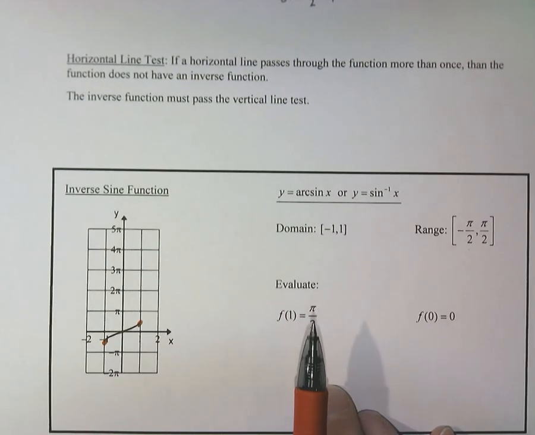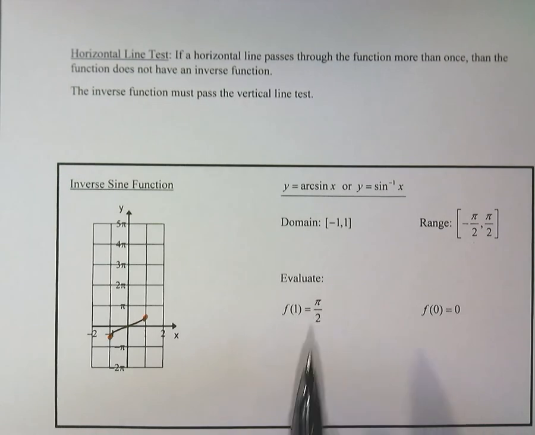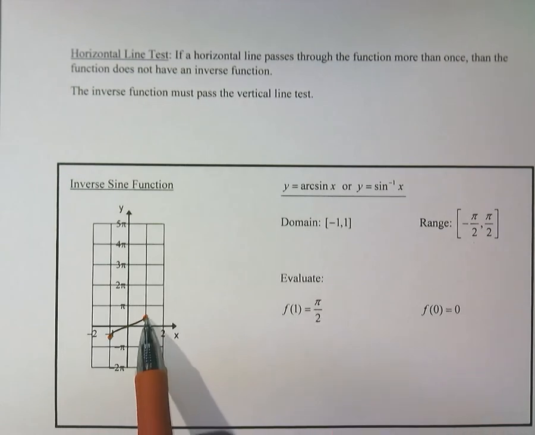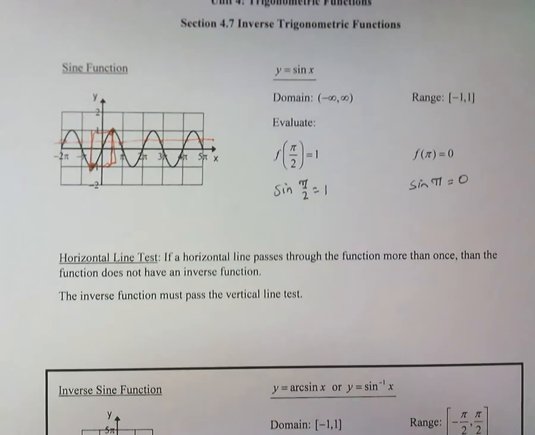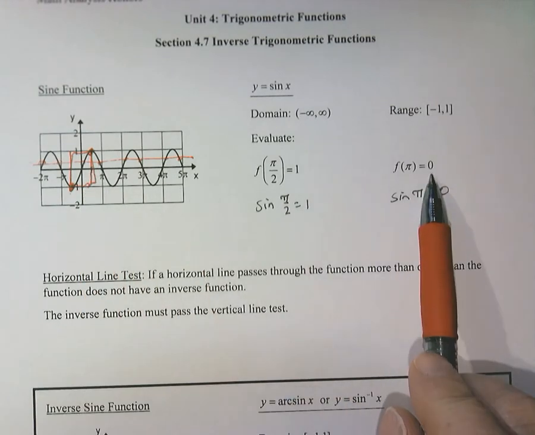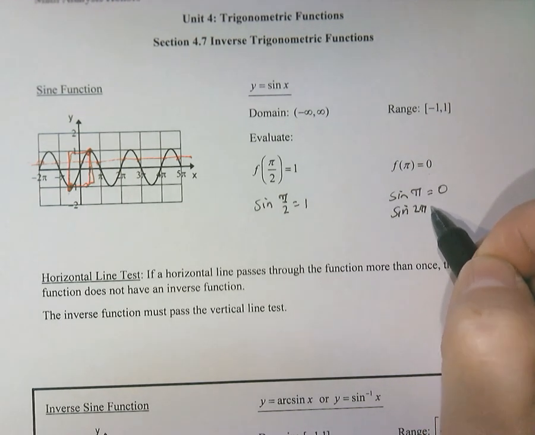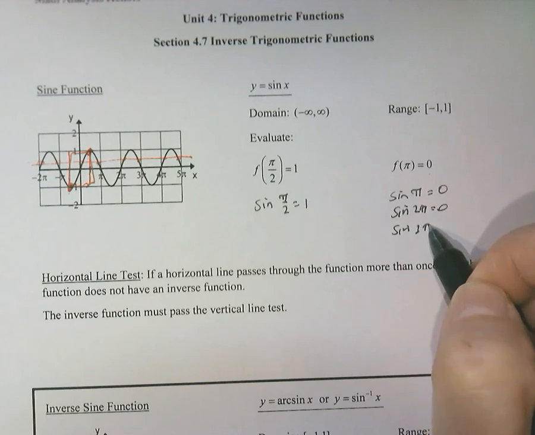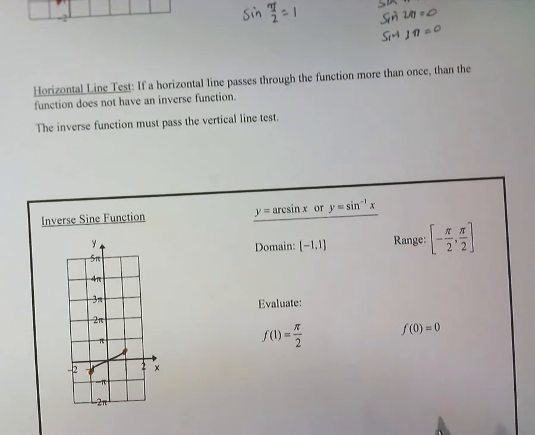And so if I want to evaluate now, I have specific values, f of 1. Well, f of 1, here's 1 here. Come up here, I get pi over 2. F of 0 is 0. There's no other values. If I went up here, I could get multiple values for 0. I could say, well, sine of 2 pi equals 0. I get sine of 3 pi equals 0. So there's multiple answers. Down here, there will not be.